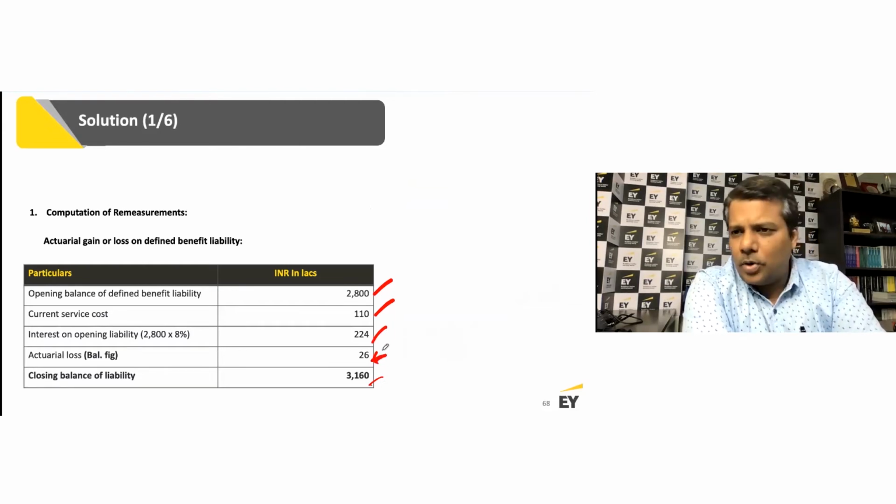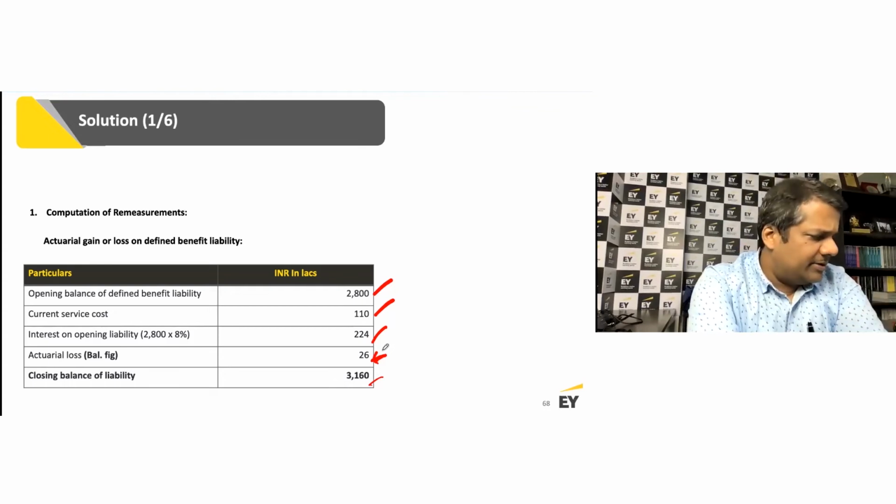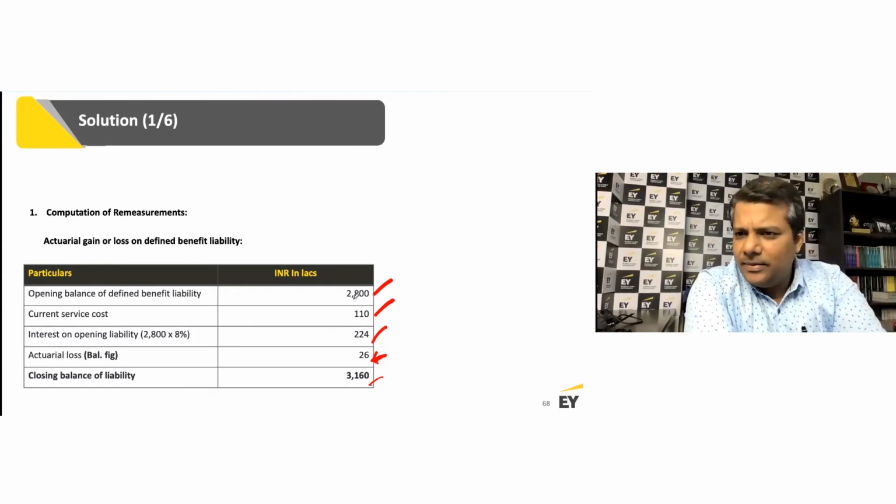And that's why it is important for you to understand the different components which go into the determination of my obligation. So my liability opening plus current service cost plus interest unwinding on opening. Then I know here the closing. So the balancing figure is the actuarial gain or loss.